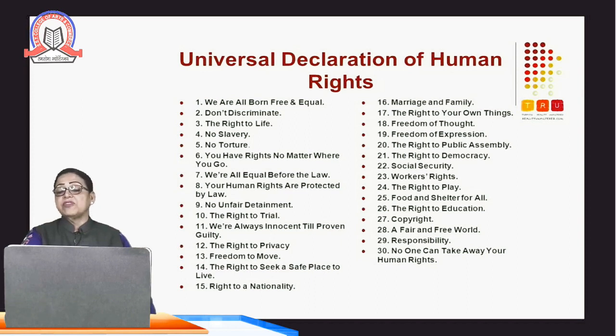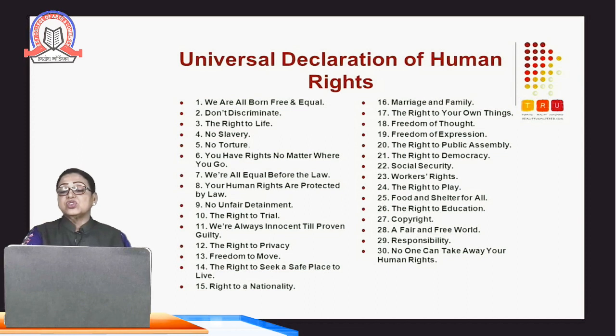A fair and free world. Yes, let there be a free and fair world without any unfair means, without any unfair behavior, without any restrictions. Responsibility. We are here talking on the lines of rights. We equally owe certain responsibilities, civic responsibilities. Responsibilities as a human being, responsibilities as an Indian national.